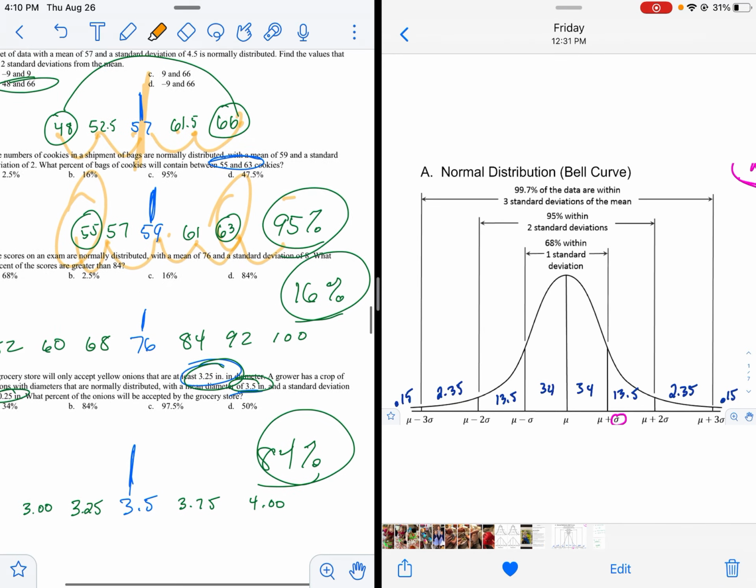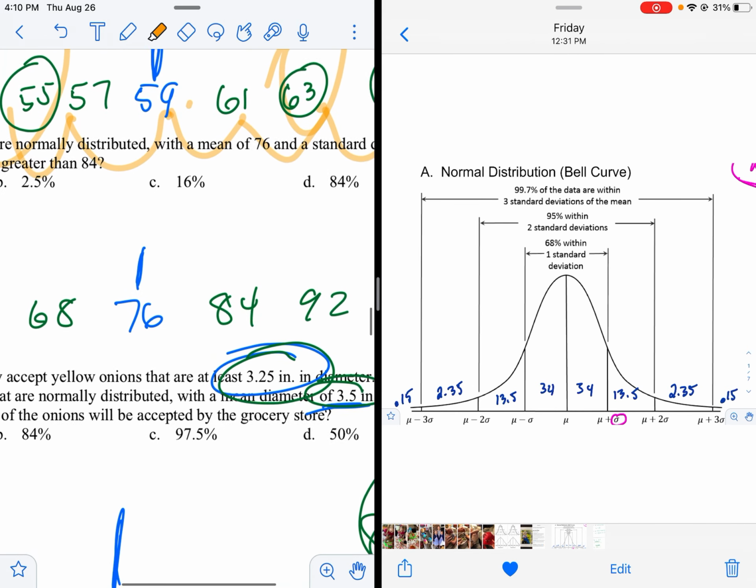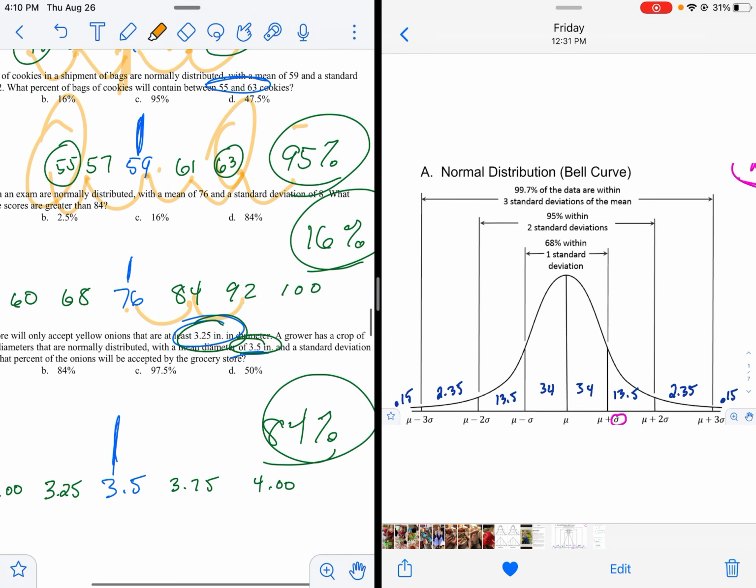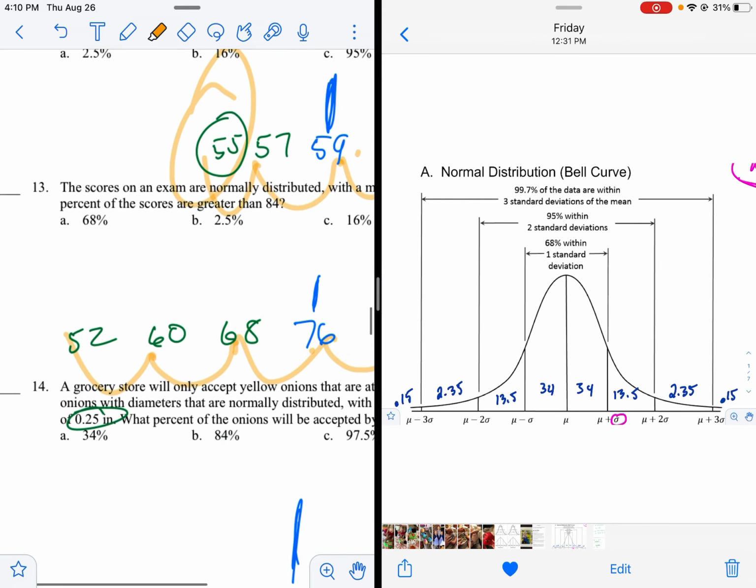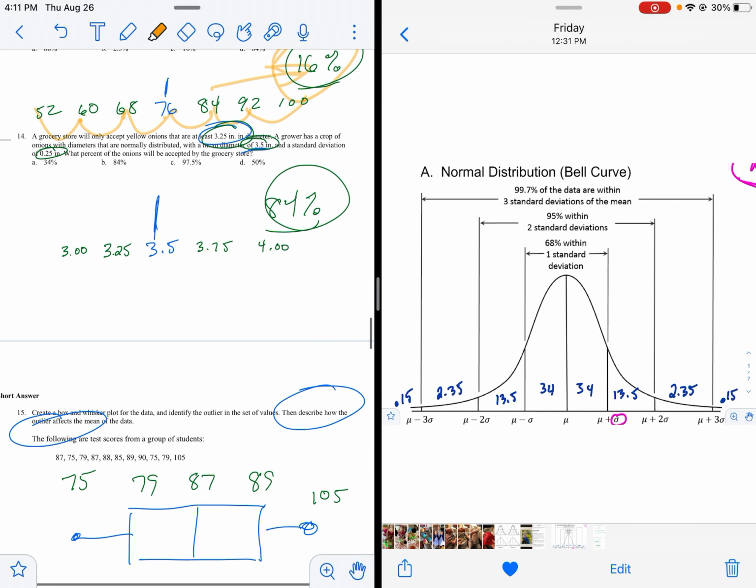Number 13. Mean of 76, standard deviation of 8. So 76, 84, 92, 100. 68, 60, 52. I added 8 and subtracted 8. Now the question says, what percent of the scores are greater than 84? So that is 13.5 plus 2.35 plus 0.15, 16.